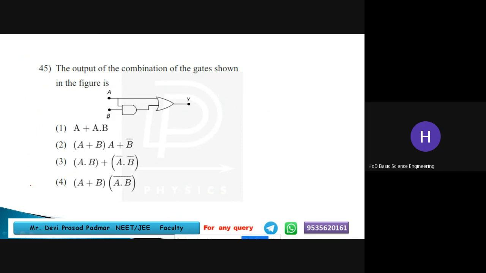Yes. Just apply. Here A is given. So here you will get A, and that A is given to this one. So this is an AND gate. So you will get A dot B here. So A dot B and A, that is given to OR gate. So A plus A dot B. Option 1.